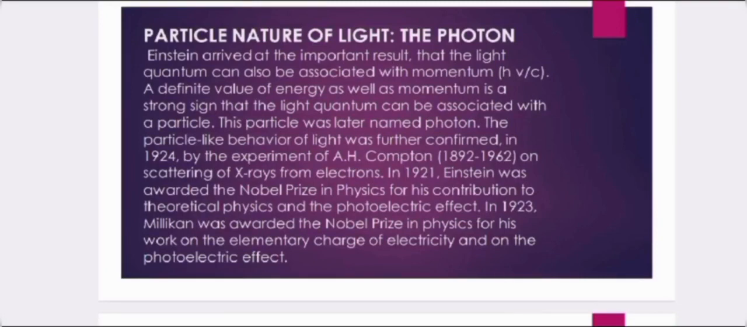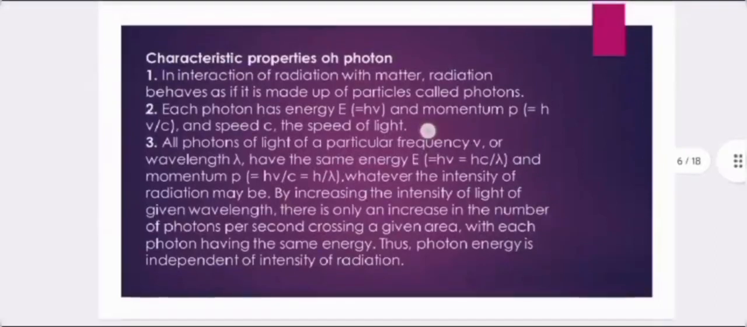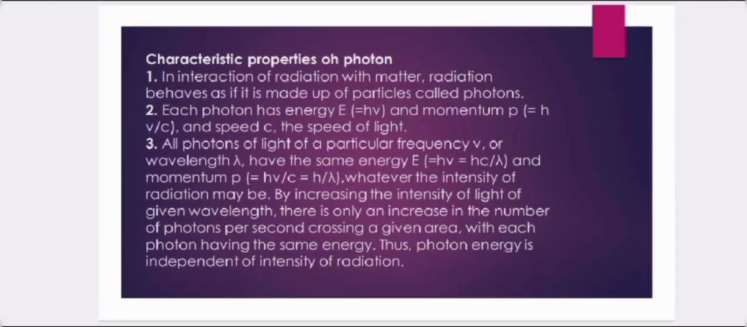The particle-like behavior of light was further confirmed in 1924 by the experiment of A. H. Compton on scattering of X-rays from electrons. In 1921, Einstein was awarded the Nobel Prize in Physics for his contribution to theoretical physics and the photoelectric effect. In 1923, Millikan was awarded the Nobel Prize in Physics for his work on the elementary charge of electricity and on the photoelectric effect.